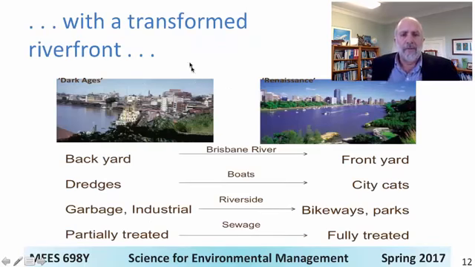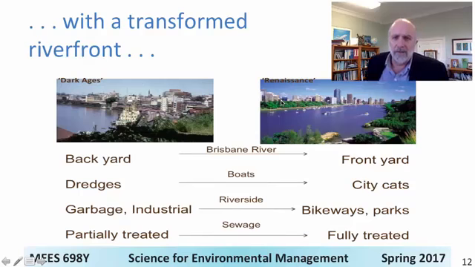And the riverfront very much transformed. I call it the Dark Ages versus the Renaissance. In the Dark Ages, it was the backyard of buildings and houses, and now, of course, everybody wants a river view, and it's on the front yard. There were dredges actively getting sediments out of the river for sand and gravel mining for construction, and now it's pleasure boats and city cats, these high-speed ferries, very popular. Lots of garbage was just tossed in the river.